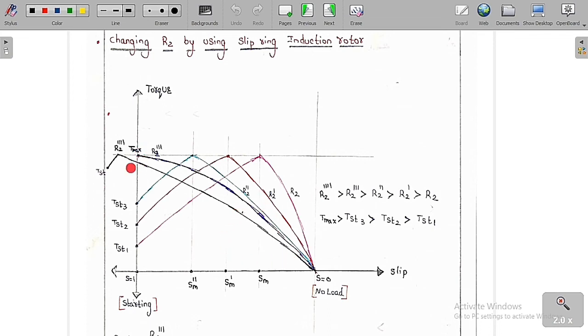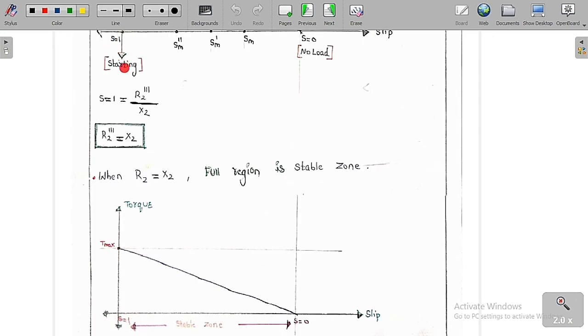So now, at S equal to 1, the starting torque itself is equal to maximum torque. I've already told you the slip at maximum torque Sm is equal to R2 by X2, and in this case we are going to apply this concept. So now I am going to apply the concept, which is S, the slip at maximum torque, is equal to, at that condition, the rotor resistance R2 triple dash by X2. As I have already said, here at the starting the slip is equal to 1, so therefore we can say R2 triple dash is equal to X2.